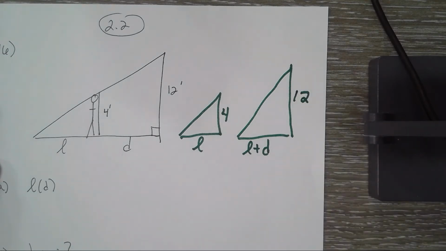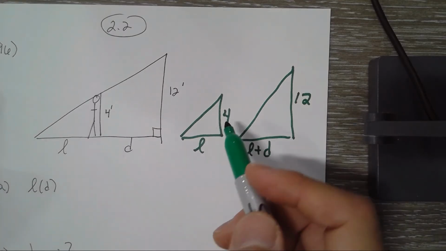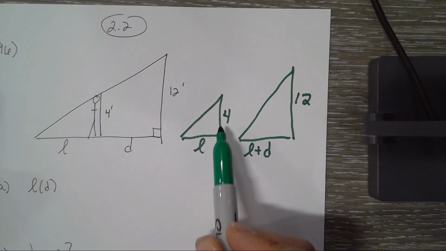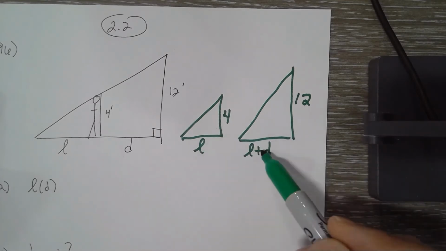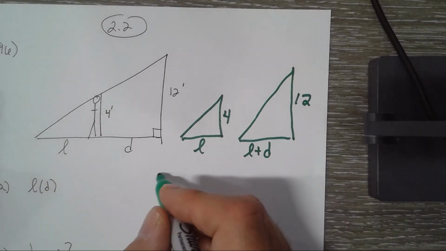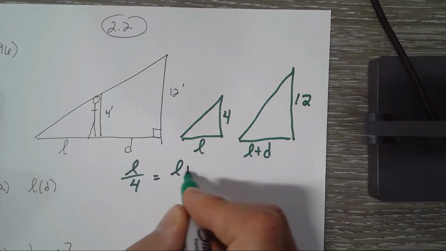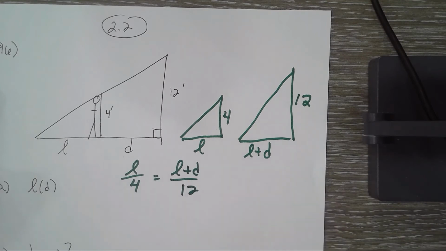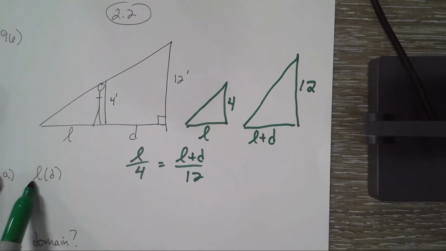Since they're the same shape, they're similar, so the ratio of corresponding sides is the same. So you can do 4 is to 12 as L is to L plus D. You could do L is to 4 as that is to that. It doesn't matter. So I'll say L is to 4 as L plus D is to 12. So that is our equation relating the two variables, and we're solving for L here.